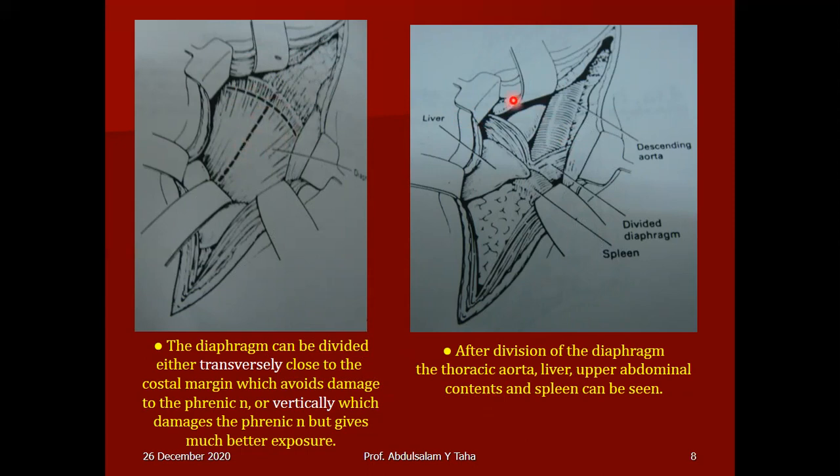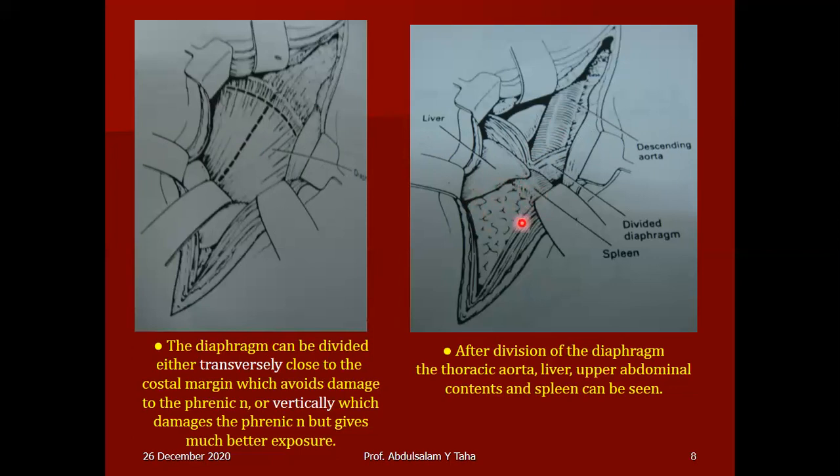now the left thoraco-abdominal incision has been done. The diaphragm has been incised by the radial incision, and we can see the lower descending thoracic aorta, and we can see the upper abdominal contents like the liver, the spleen.